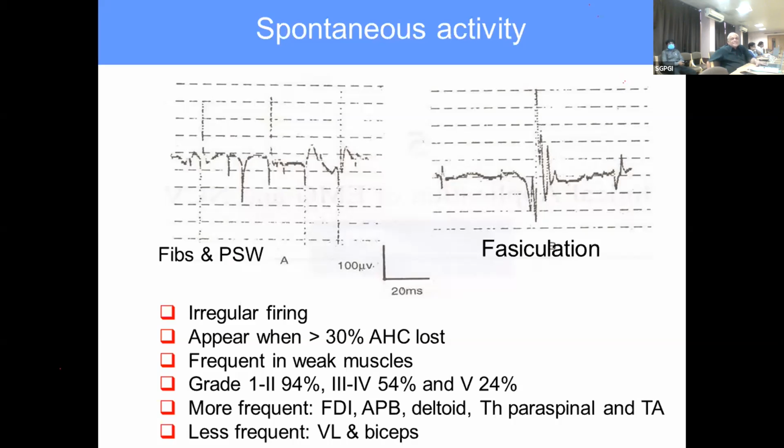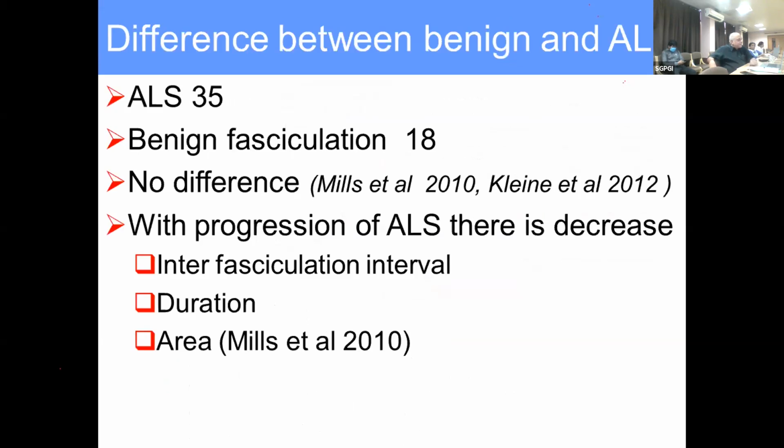And these are less frequent in vastus lateralis and biceps. I will show you biceps muscle also. You'll see that it is not very easy to get good fast fibrillation potentials in biceps and vastus lateralis, whereas in other muscles you'll find it easier. So if you have this background information, it will be easier to do the EMG.